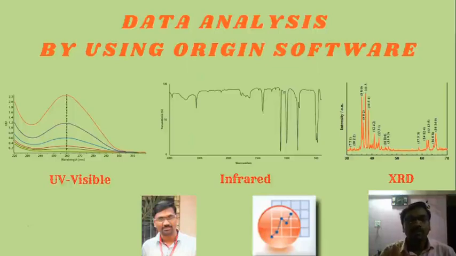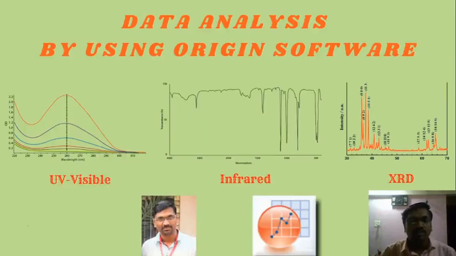Welcome. Today we try to understand how to draw spectras of UV, visible, infrared and XRD. These spectras can be drawn with the help of Origin software. This software is very useful as well as popular among researchers. The main important thing we require for analysis is the txt file.